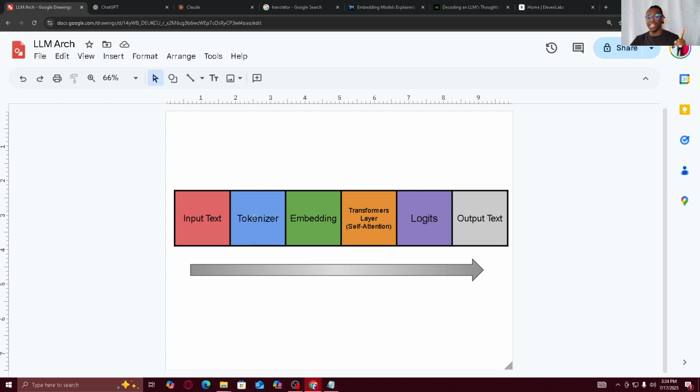Now, you get the input text, and then you send that to the tokenizer, which then translates it into computer language, so that the model, which is the LLM, can understand what you're trying to say, right? Now, it goes to the embedding layer, right? And keep in mind, the best way to describe these parts are actually called layers.